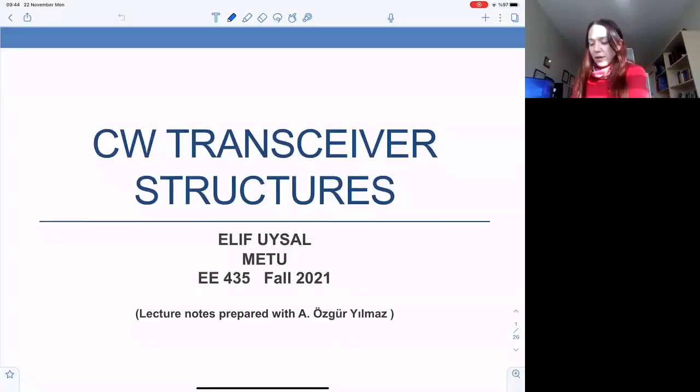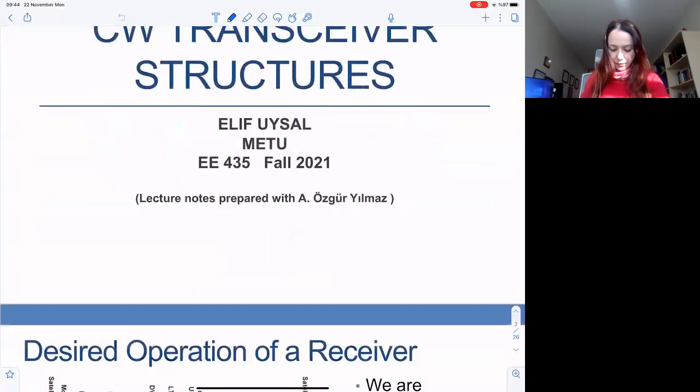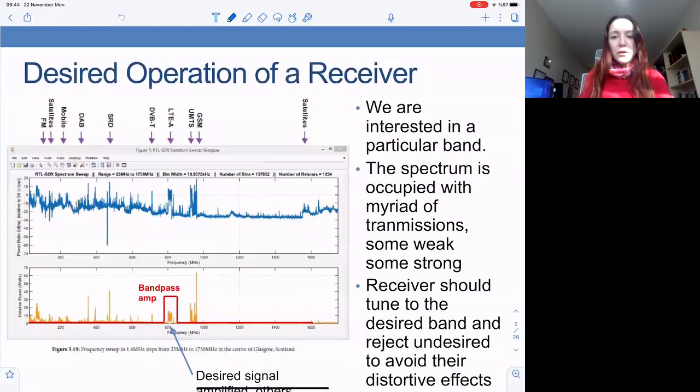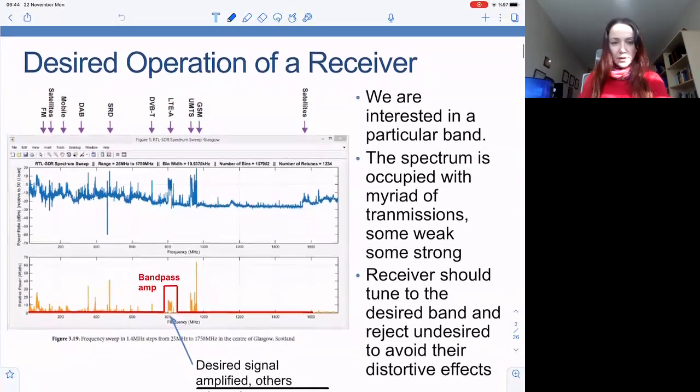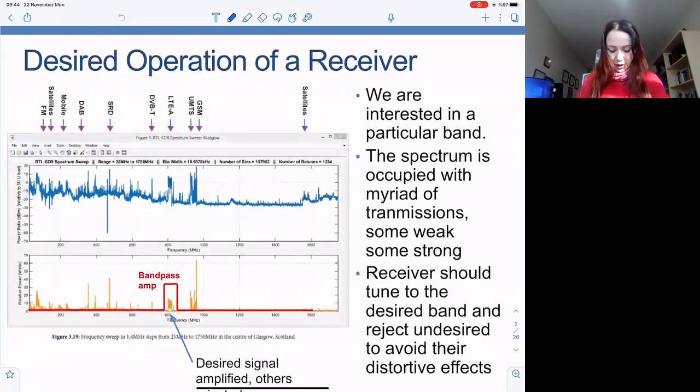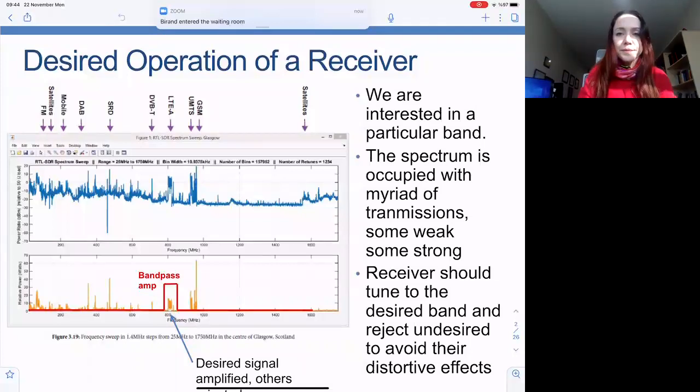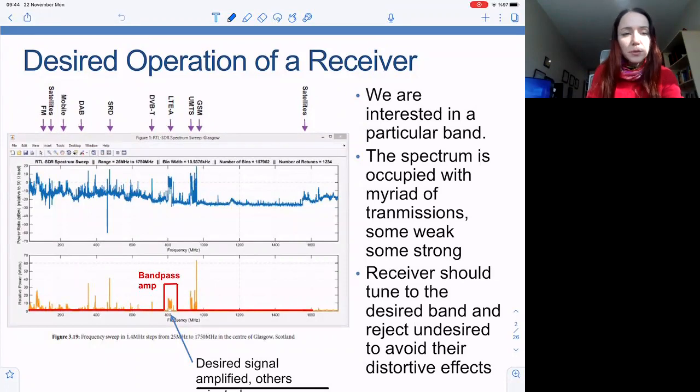Hello, everyone. Today, we will talk a little bit about practical issues in continuous wave transceiver structures. We've learned about several modulation techniques and their demodulations. Note that in practice, these communication systems operate in the RF spectrum, which is regulated by governmental bodies. And let's see, there are various services and communication systems that are allocated portions of the spectrum.